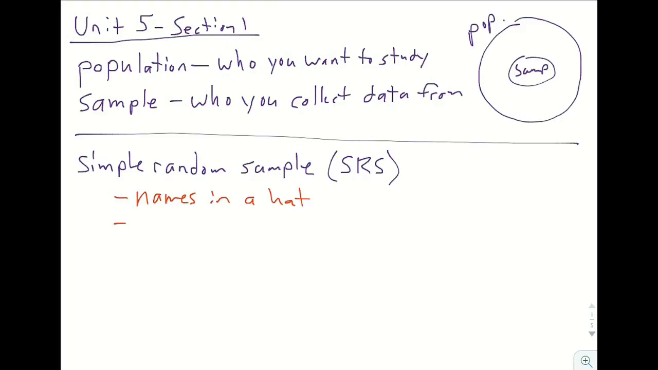Another way to do it would be to number every person. So imagine I ask you to find a list of all students in the high school and number them 1 to 550. So number everyone and generate random numbers.